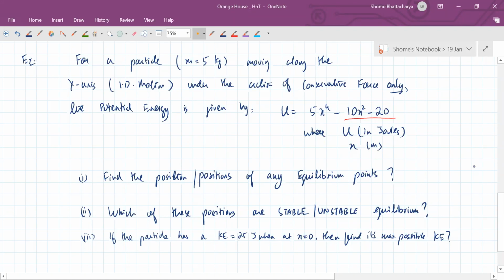That means the derivative should be 0, and second derivative should be what? It should be positive. In local minima, second derivative is positive. In local maxima, second derivative is negative. Okay. So just check your result again for which of these points are stable and which of these points are unstable.